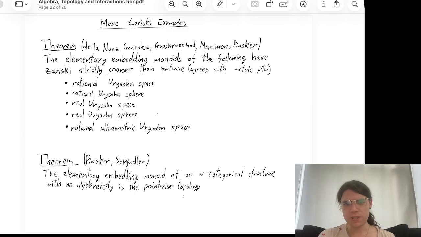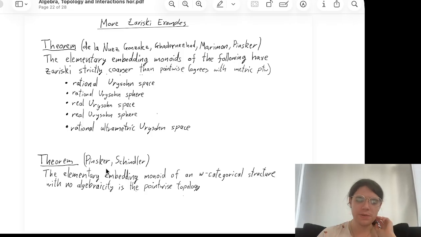So there's a theorem of Pinsker and Schindler, which says if I take the elementary embedding monoid of any omega categorical structure with no algebraicity, then you get the pointwise topology. This makes no sense as written. I meant the Zariski topology on the elementary embedding monoid of any omega categorical structure with no algebraicity is the pointwise topology. So it's usually the pointwise topology that is the point, but not always. It's sort of because the pointwise topology is supposed to be the best topology in some sense. So you can often construct it as the smallest things just using the Zariski techniques.